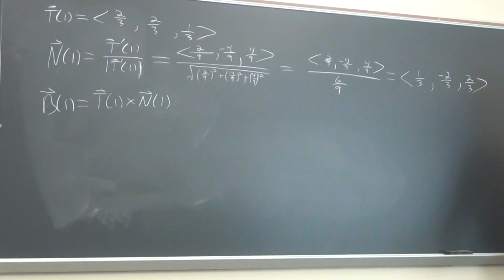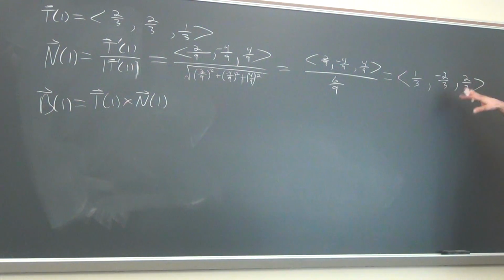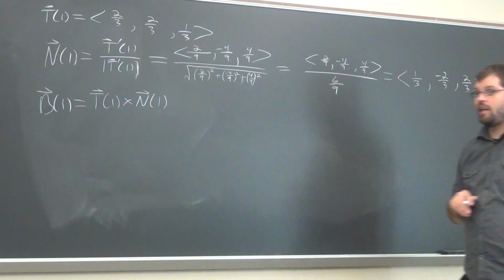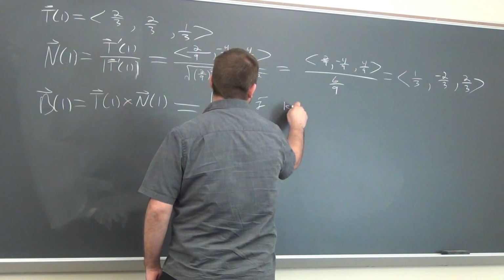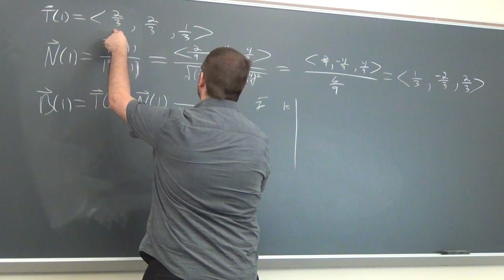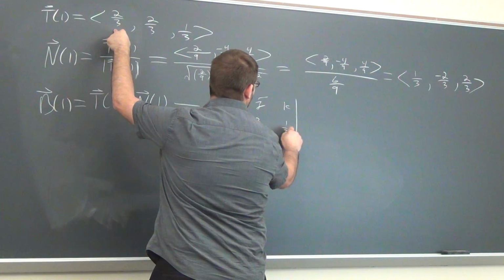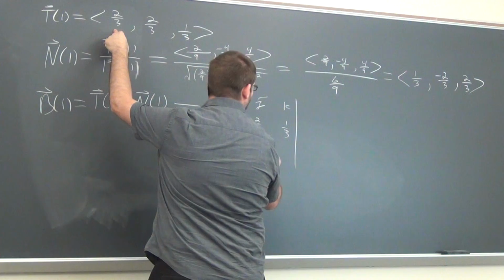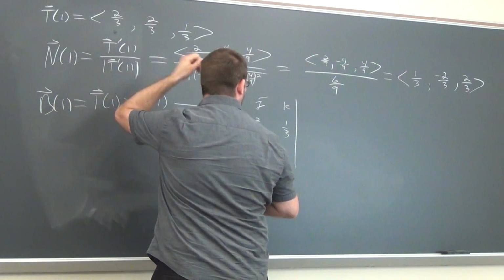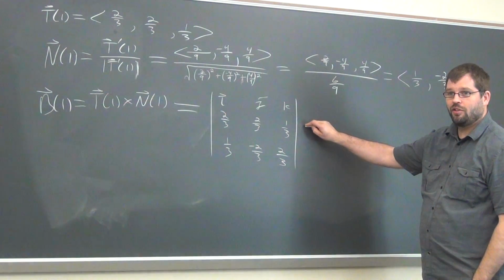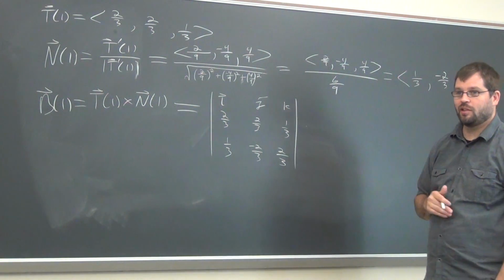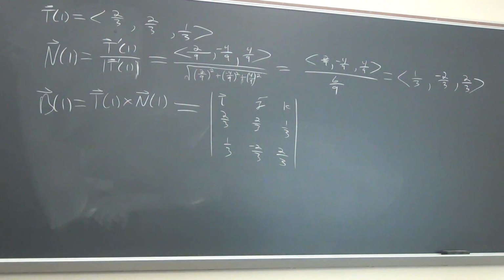Does that make sense? And so now you've got nice numbers for these vectors, right? And so that cross product is just going to be your I, J, K, and just fill these in. So 2 thirds, 2 thirds, 1 third, 1 third, negative 2 thirds. Is that okay? And we good from there? I think I'll just leave it. It's just a cross product. Okay. Any other questions on that one?